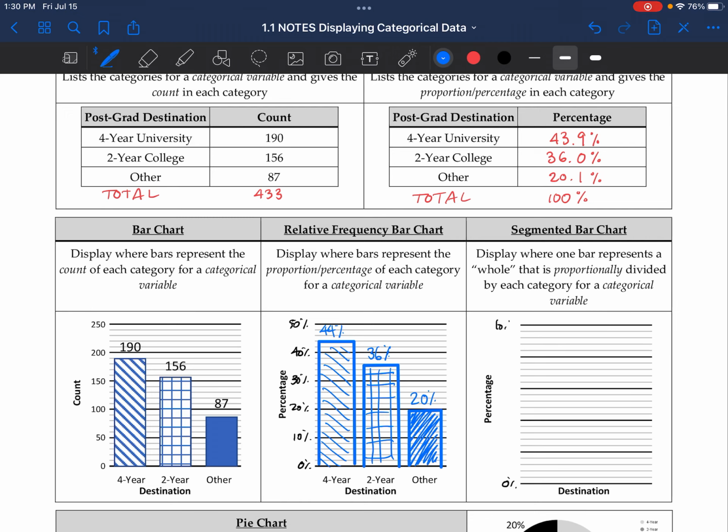Now, a segmented bar chart is also sometimes called a stacked bar chart. Essentially what it does is it takes this relative frequency bar chart and stacks each of those bars on top of each other, which means that the total would get up to 100%. So now when we go to scale, I'm going to go by 20s instead. And then I'll go ahead and draw in these different bars to these different heights. So the first one, I'm going to go a big bar here up to about 44%.